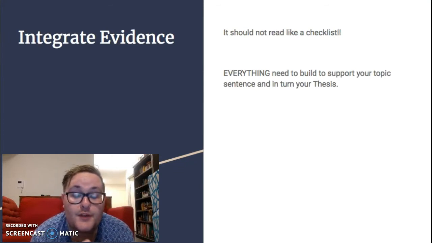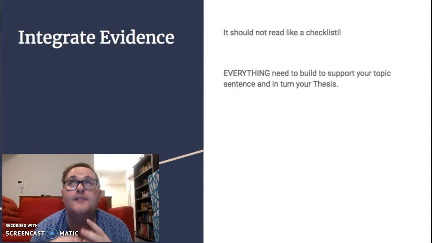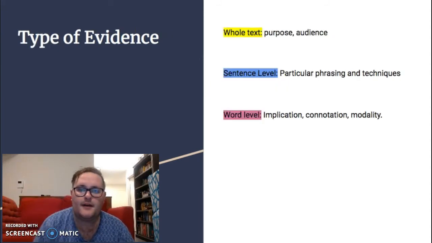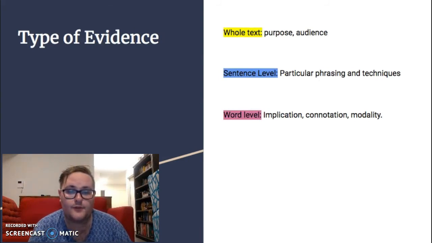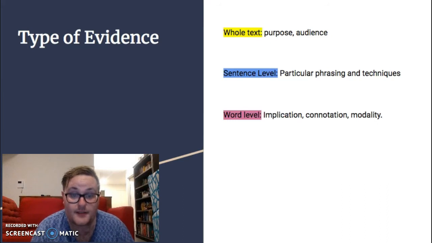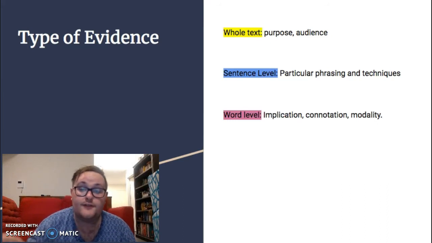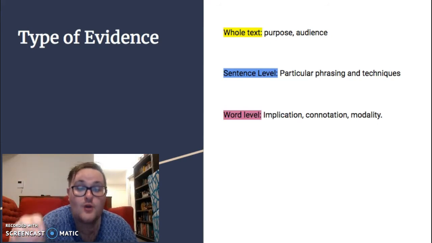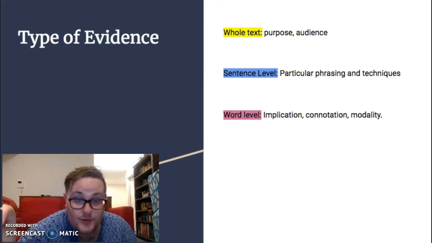You need to make sure that your evidence is integrated. It should not read like a checklist. So when you're talking about your evidence, you can't make it seem like, now I'm talking about whole text, now I'm talking about sentence level, now I'm talking about word level. Really, you should be talking about them all together. The idea of we understand the whole text level because of the sentence level, which we then further understand because of the word level.